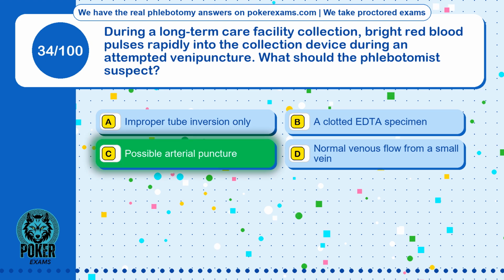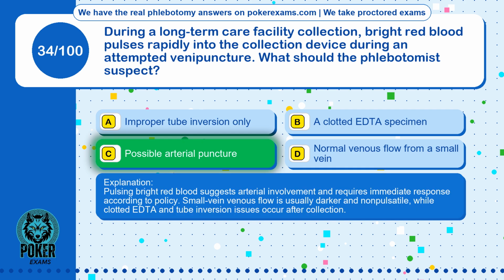The correct answer is option C. Possible arterial puncture. Pulsing bright red blood suggests arterial involvement and requires immediate response according to policy. Small vein venous flow is usually darker and non-pulsatile, while clotted EDTA and tube inversion issues occur after collection.